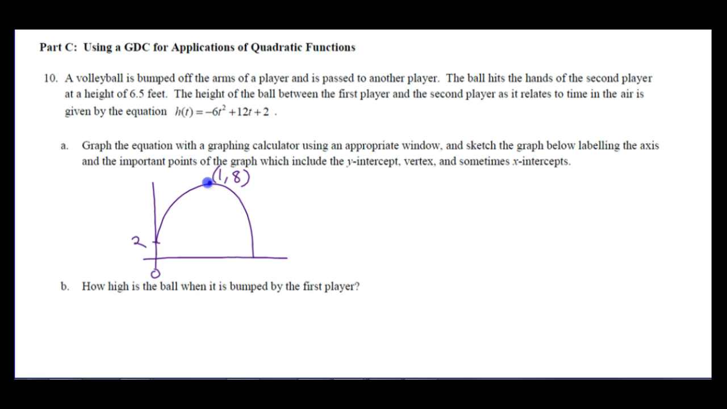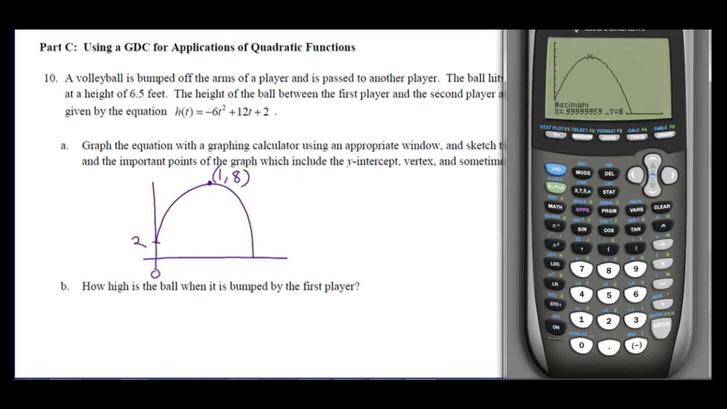And sometimes the x-intercepts. Do I need the x-intercept? Well, I don't know. Let's go find the x-intercept. I don't need the x-intercept that would occur off screen to the left, because I only care about the time the ball was struck. So what was the height at the time that the ball was struck? There, 2. That's at time 0. At time 0, we got 2.